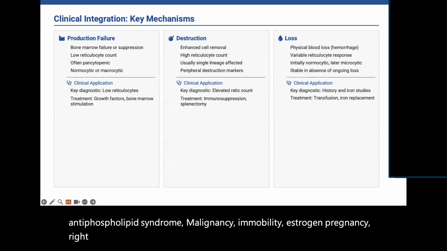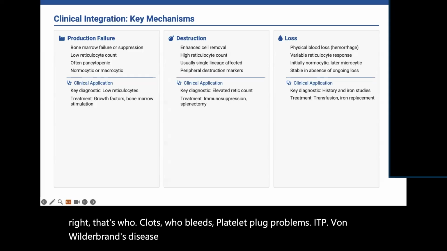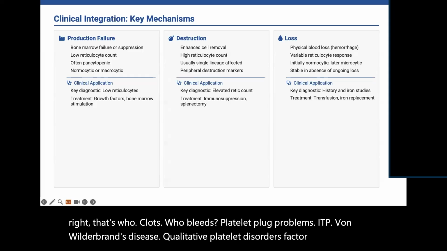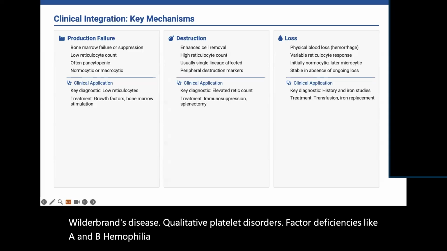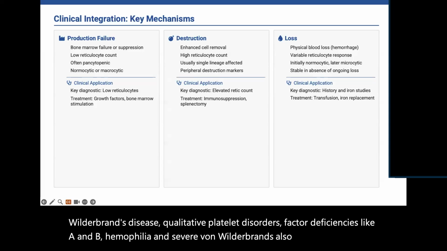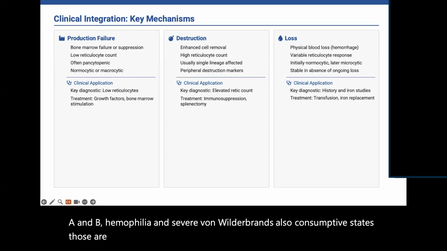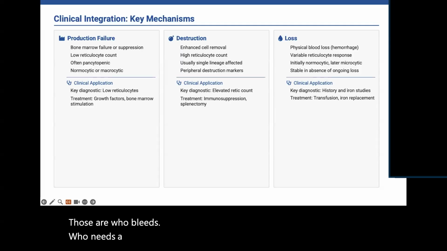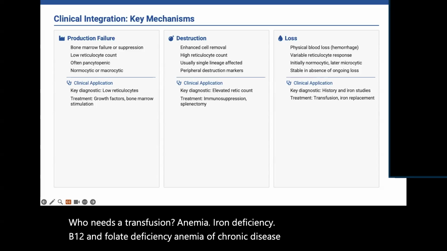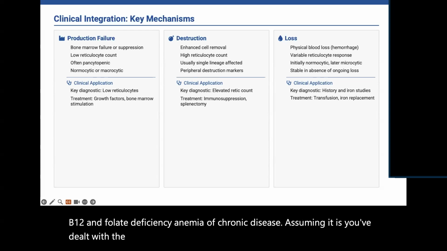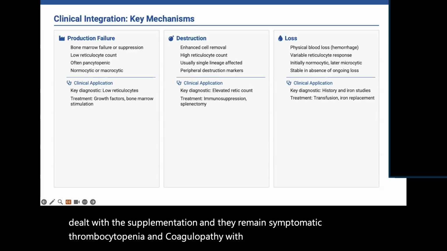That's who clots. Who bleeds? Platelet plug problems: ITP, von Willebrand's disease, qualitative platelet disorders, factor deficiencies like A and B hemophilia, and severe von Willebrand's. Also consumptive states. Those are who bleeds. Who needs a transfusion? Anemia, iron deficiency, B12 and folate deficiency, anemia of chronic disease, assuming you've dealt with the supplementation and they remain symptomatic. Thrombocytopenia and coagulopathy with active bleeding, they need a transfusion.